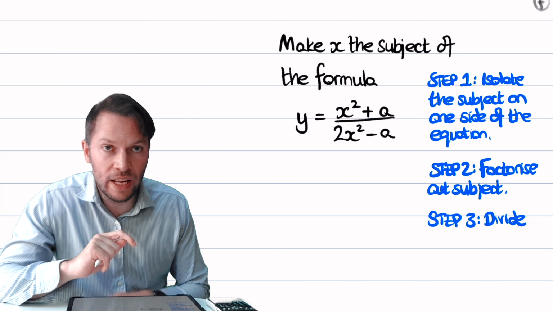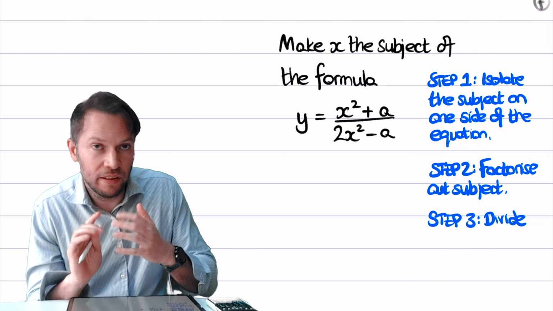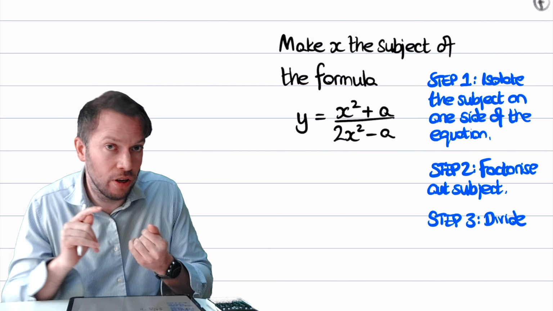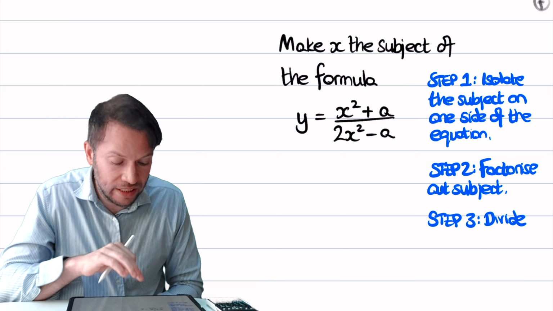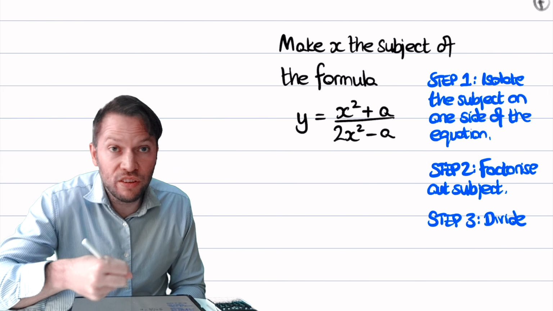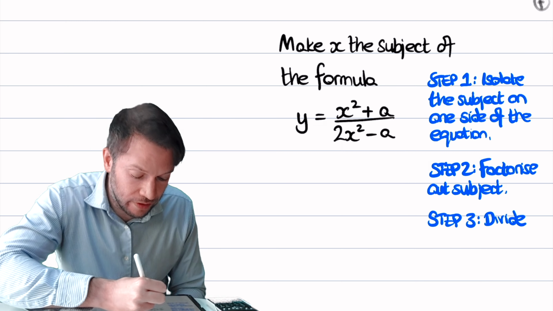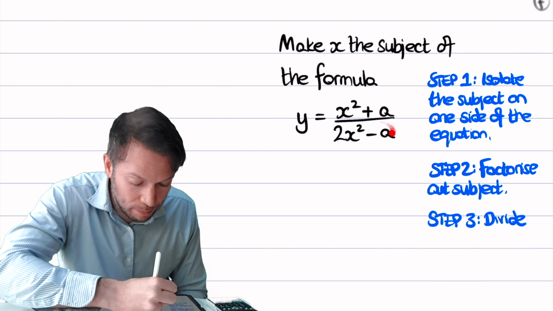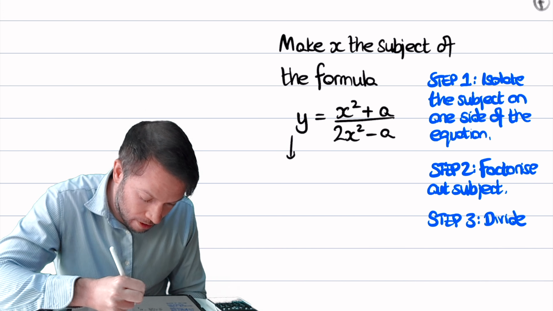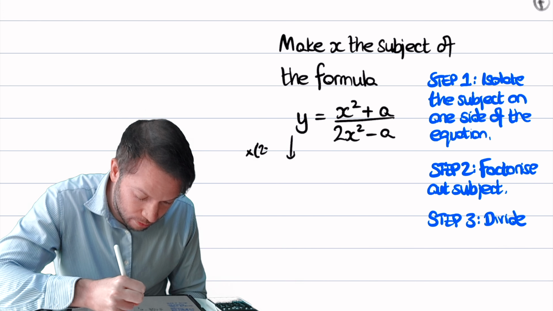We also want to let the x escape anything it's trapped inside of. So if it's in any brackets or in a root or it's within a fraction, we want to free everything up first. So we need to get rid of that fraction. How do we get rid of this fraction? Well, we just multiply through by the denominator of that fraction. So we're going to multiply both sides of the equation by this 2x squared minus a.